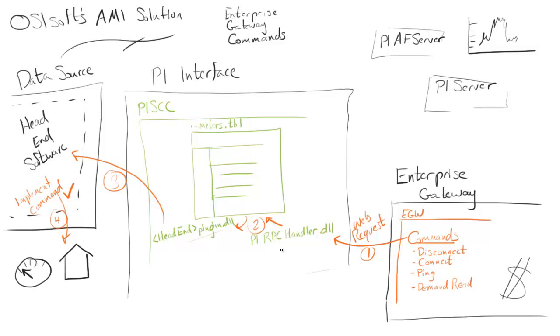Now, the Enterprise Gateway service also communicates with the Pi server and the Pi AF server in order to calculate billing data, as well as send connect and disconnect requests. So as you can see, the Enterprise Gateway has a fairly straightforward relationship with the rest of the OSIsoft AMI solution.